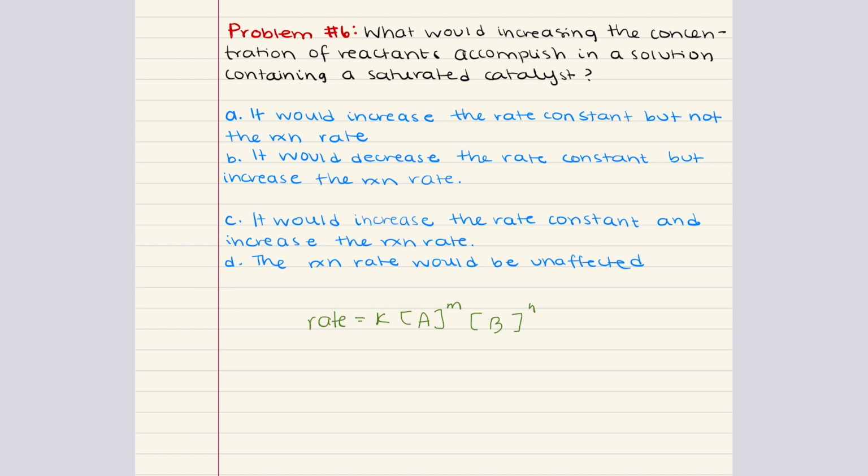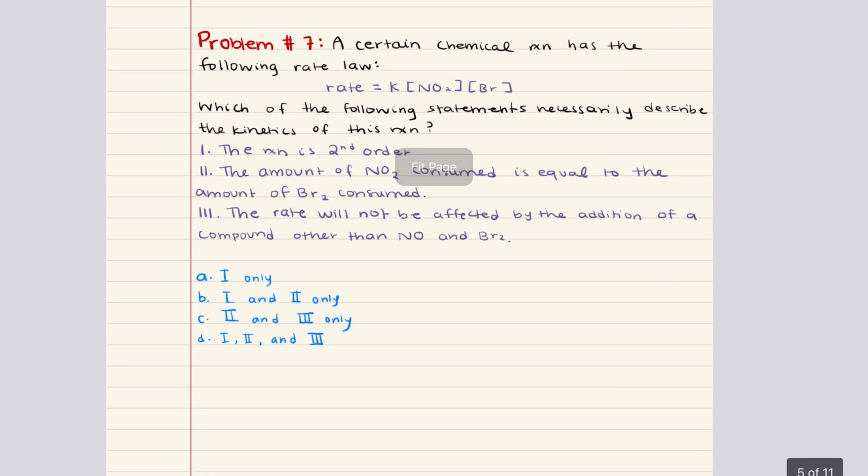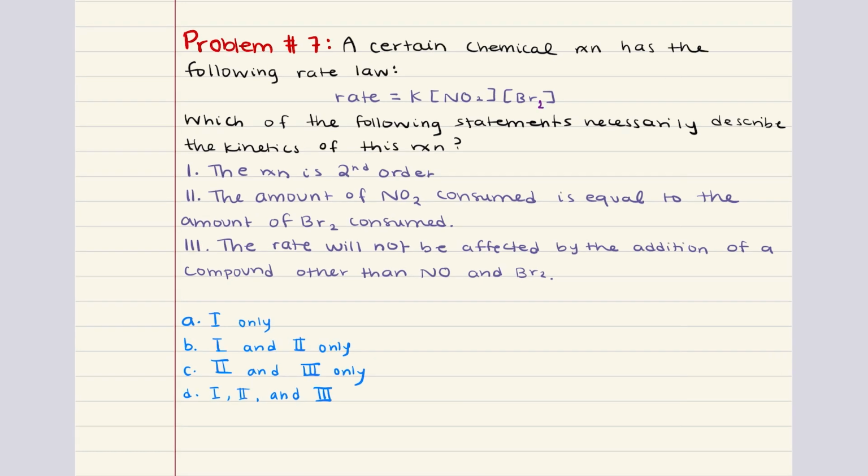It's already saturated. And that also means that the reaction rate is not going to increase beyond what that saturated catalyst can handle. And therefore, given that information, the reaction rate is going to remain unaffected. And that means that the correct answer for problem 6 is going to be D. Wonderful. Let's move on to problem 7.